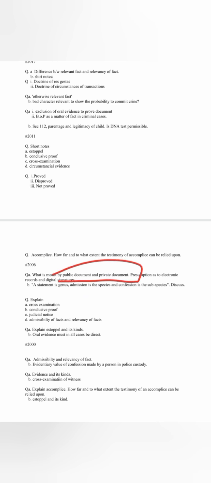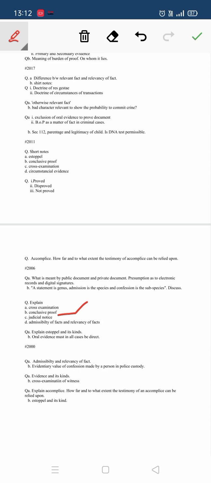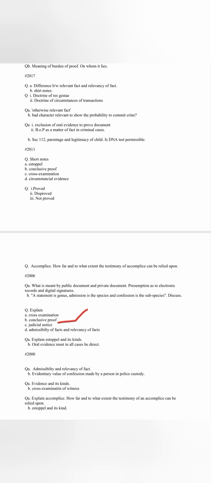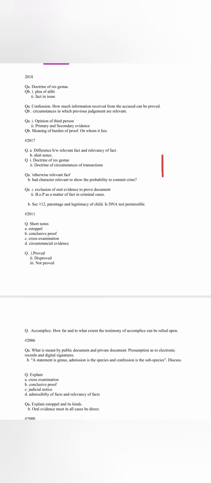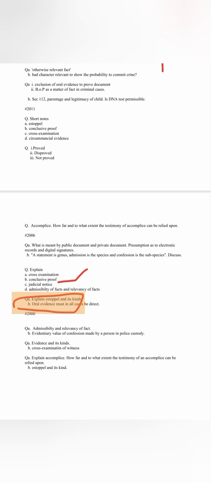Kinds of document, public and private document. Then cross-examination is very important. You have to learn it by heart. Accomplice again. So you'll see that questions are repeated from kinds of evidence. They've asked questions from estoppel. Okay, so these are the areas of focus for the Bihar judiciary examination which you need to learn.